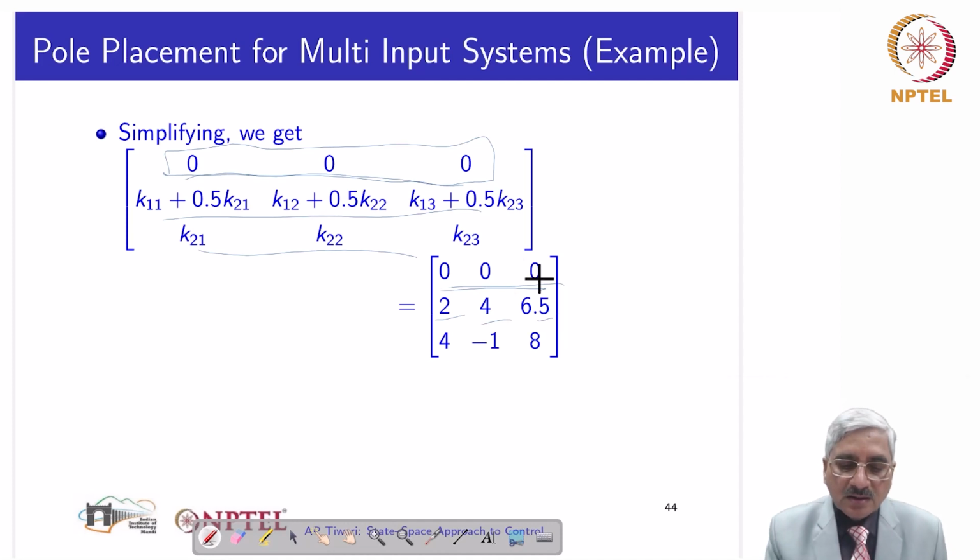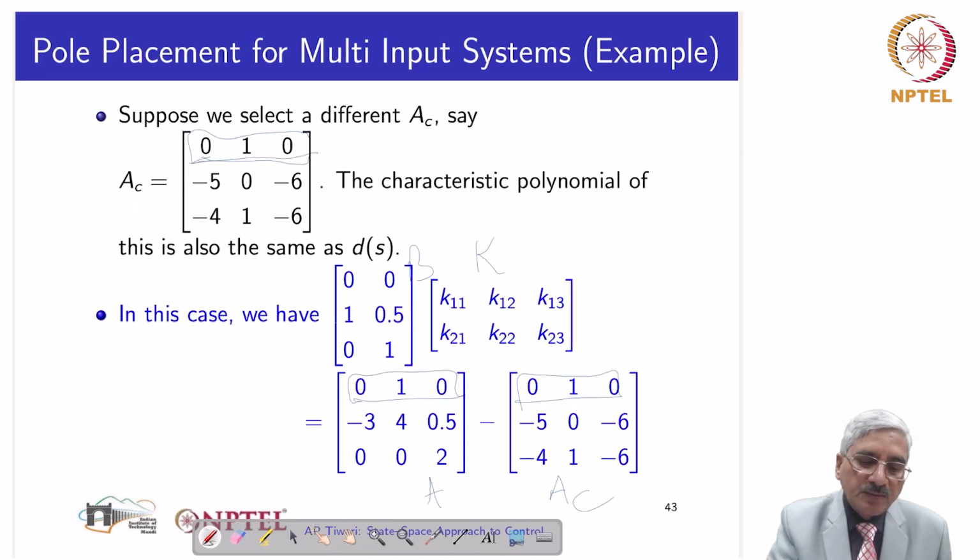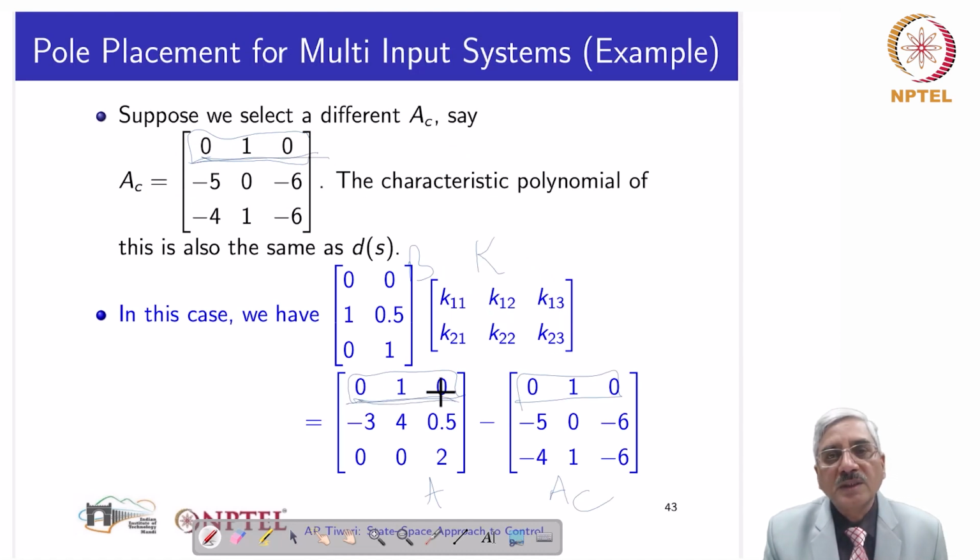So in this case, a consistent set will be obtained only by the choice of an AC in which the first row is identical to the first row of the A matrix. Otherwise, we will not get a consistent set of equations. In this particular example, that holds, and this kind of situation may arise. We have to be careful while choosing the AC matrix.